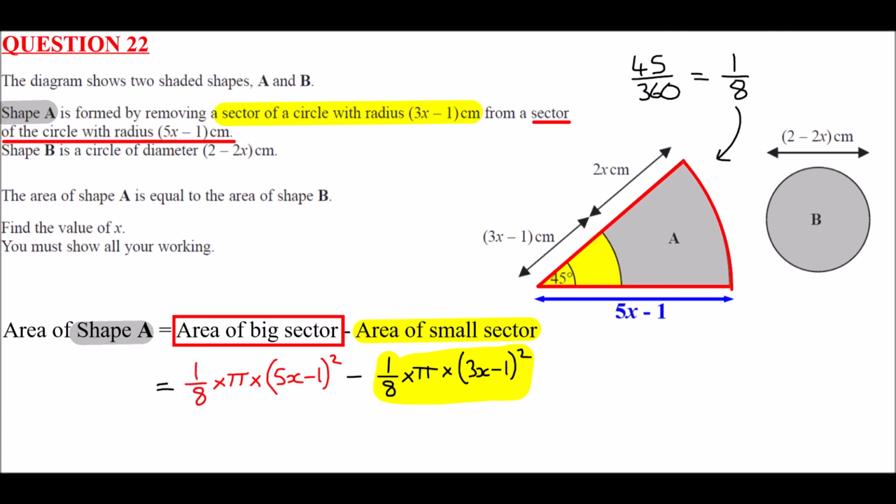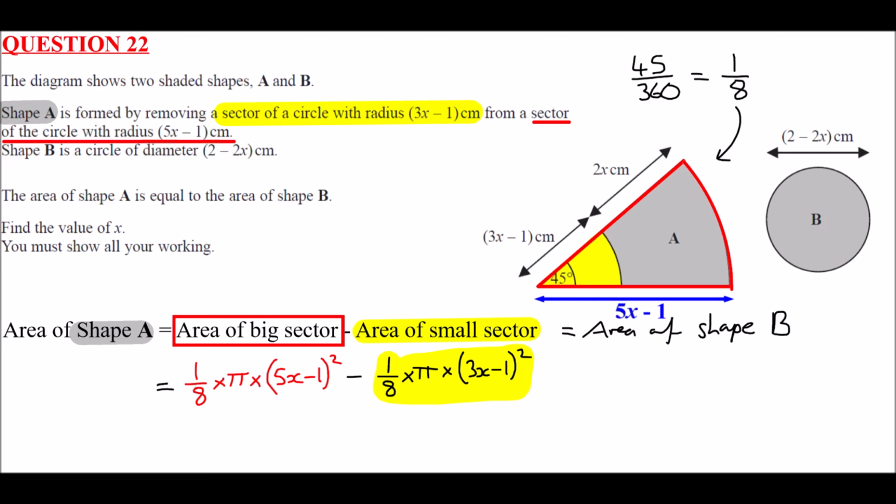But also, because we're told in the question the area of shape A is equal to the area of shape B, if I just write down here that the area of shape A, which is this, equals the area of B, we can now start thinking about making an equation from all of this, which is what we need to do, because then we can solve it.